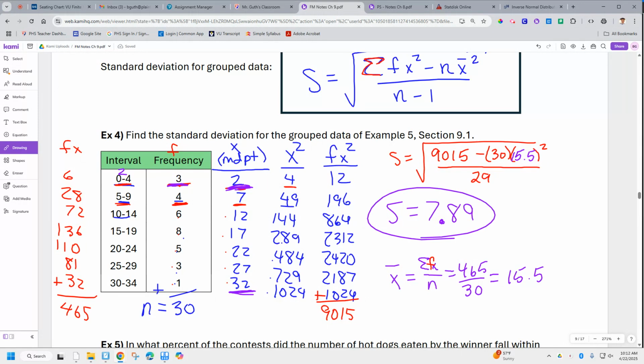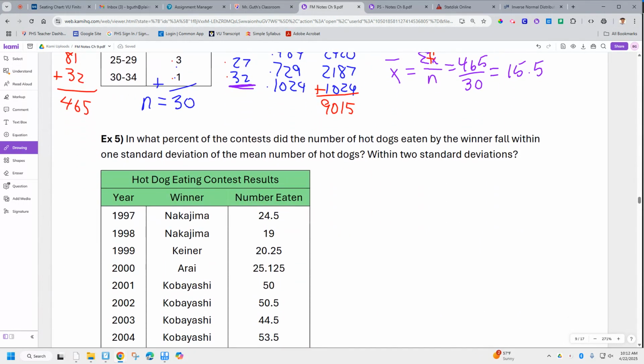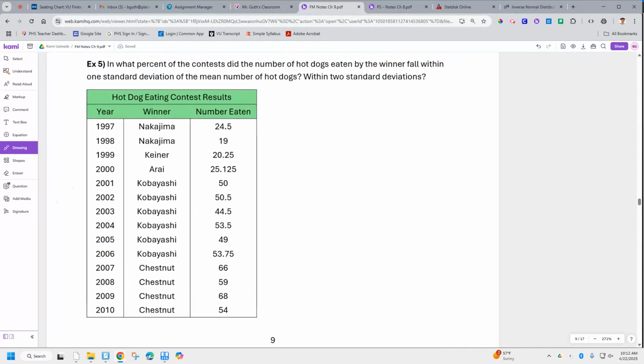Questions on that? I wish there was a shortcut, but I don't believe there is. You're just going to have to do that. You're going to have to build out that table and fill in that formula. Number 5 looks a lot harder than it actually is.